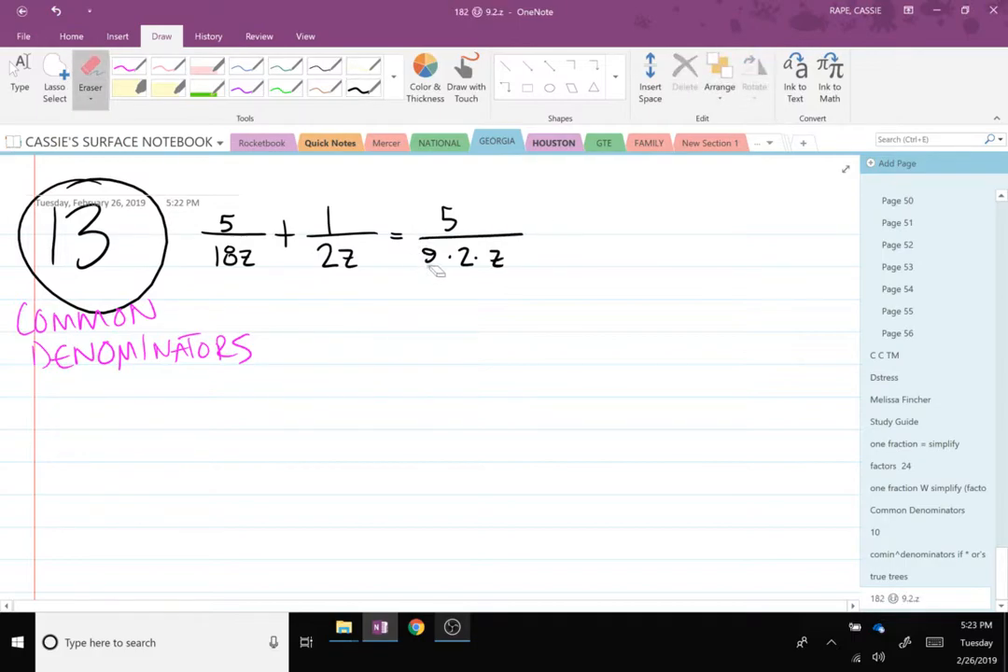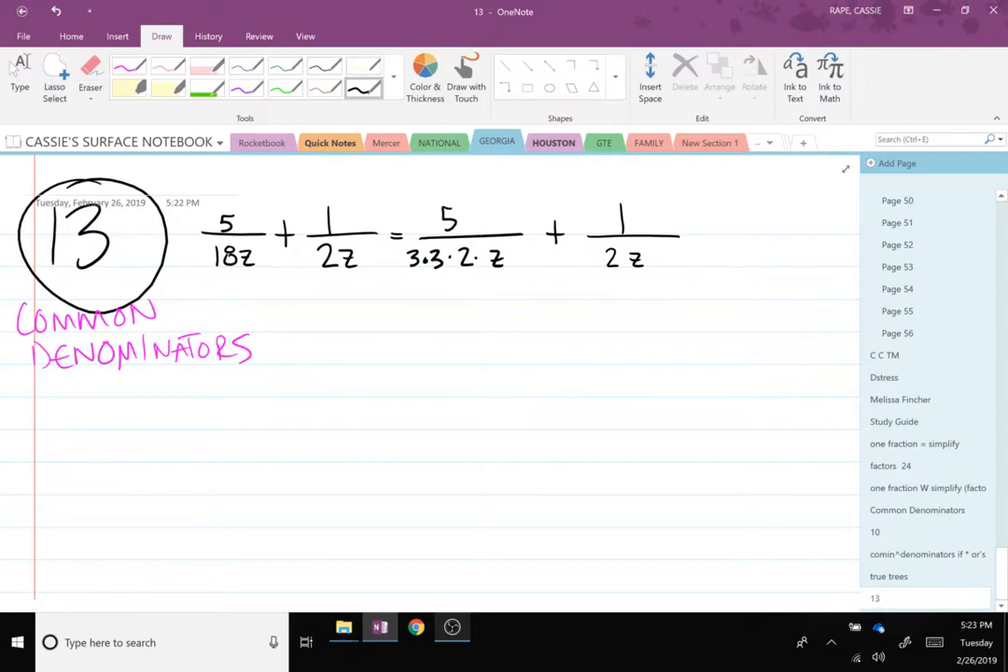Furthermore, I'm just going to erase that 9 because I know 9 is 3 times 3. Some of you may not have to go all the way out like that. I find it's extremely useful. Plus, I've got 1 over 2z, which is nice because they're both as simple as you can get them.